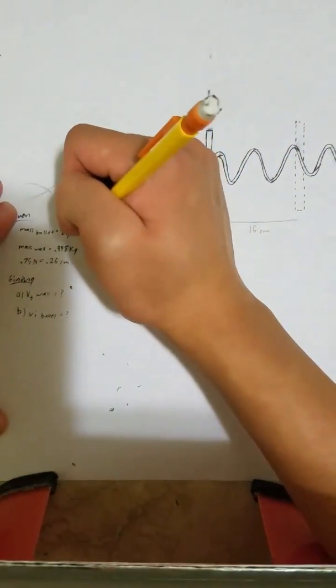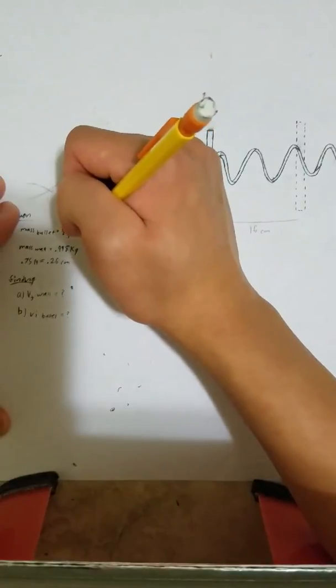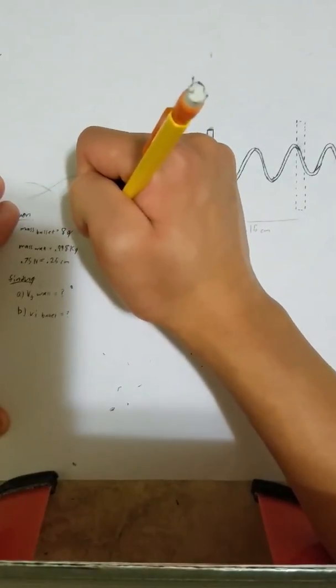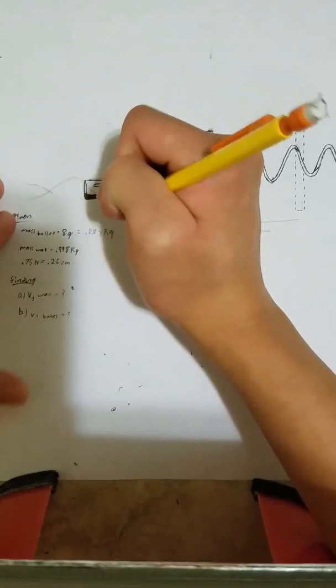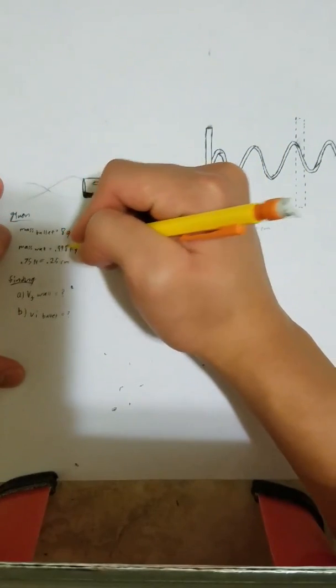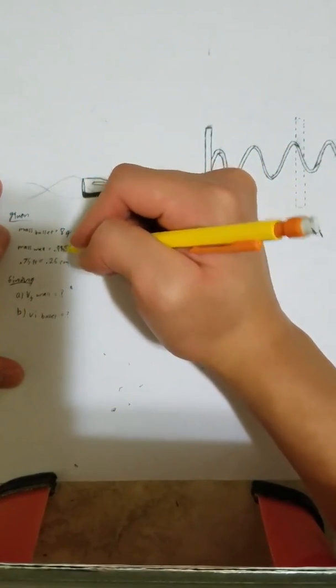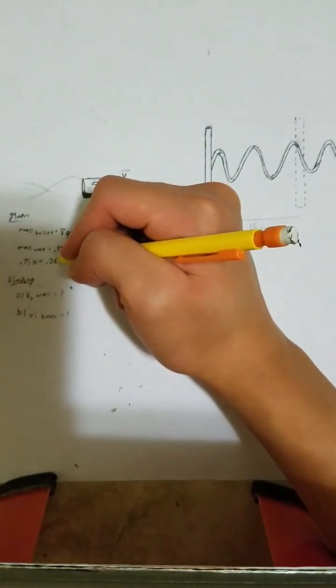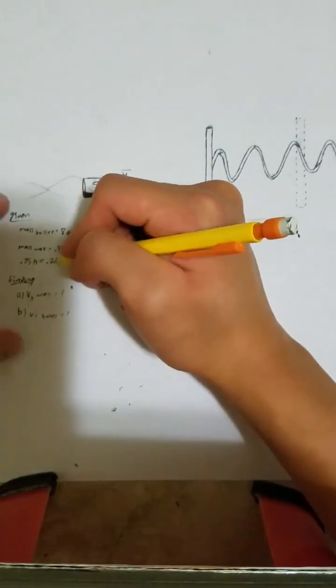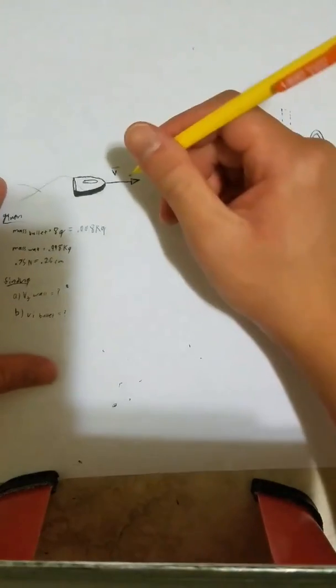We are given the mass of the bullet, which is 8 grams or 0.008 kilograms. We are also given the mass of the wall, which is 0.998 kilograms, as well as the force needed to move the spring 0.25 centimeters, which is 0.75 newtons.